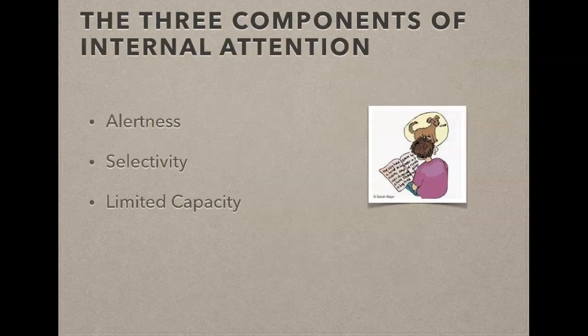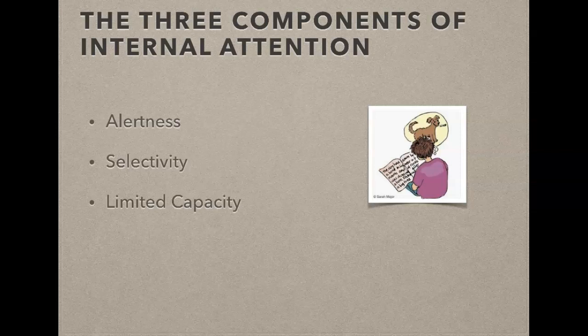There are 3 components to internal attention. They are alertness, selectivity, and limited capacity. Alertness is how active the reader is when they're trying to understand the message of the text or the story that they're reading. Selectivity allows the reader to decide which aspects of their experiences or parts of the text that they are going to pay attention to.